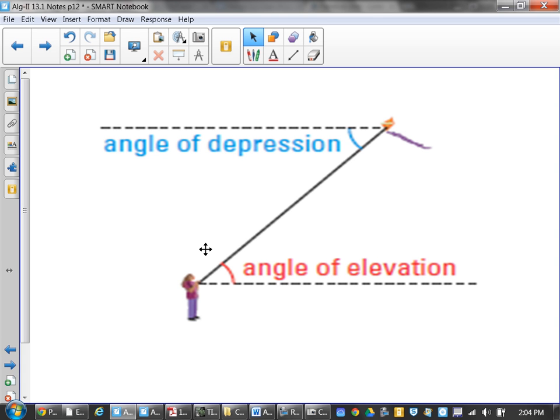13.1, as well as starting 13.5 today. What I want to do is talk about angles of elevation and depression, and then we skip to the trig stuff now.